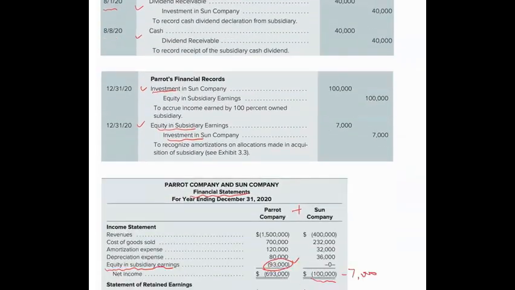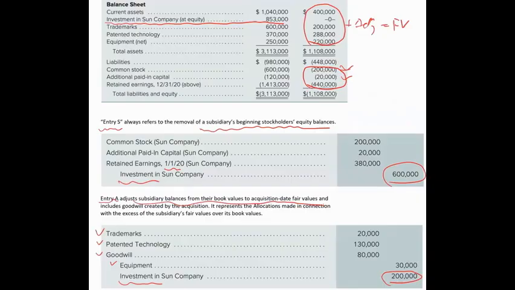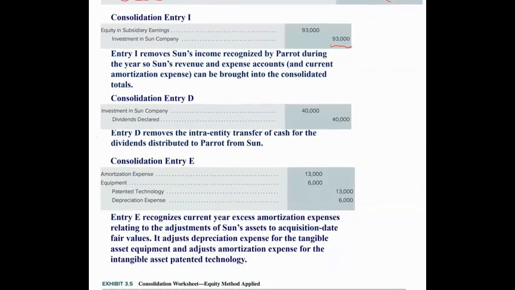Because we are using the equity method, we use fully accrued accounting. So this 93,000 equals 100,000 minus 7,000. Okay, so that's entry I. Entry I is to remove the subsidiary's income recognized.